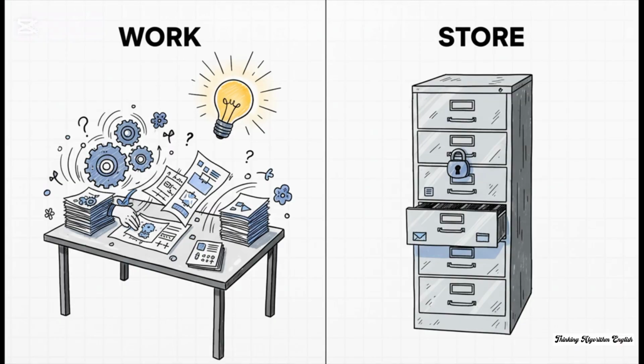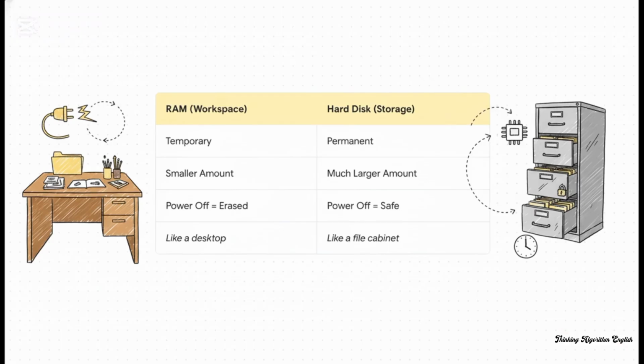Now, this is a really, really critical distinction to make. The computer needs a fast, active workspace for what it's doing right now. And it needs a slower but permanent storage space for everything else. Confusing these two is where a lot of people get tripped up when they're trying to understand computers. Here's the absolute best way to think about it.